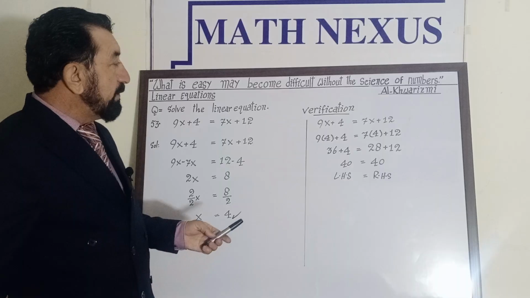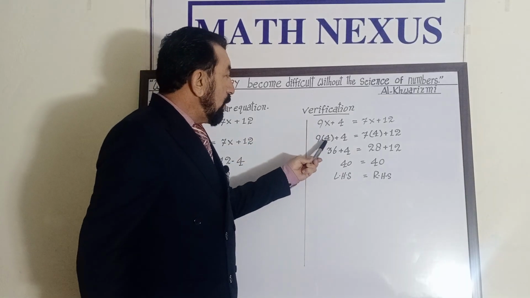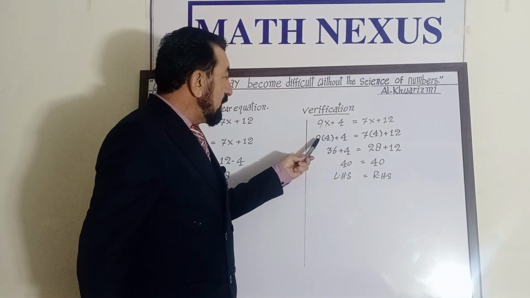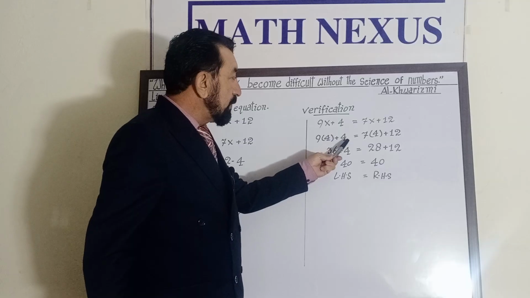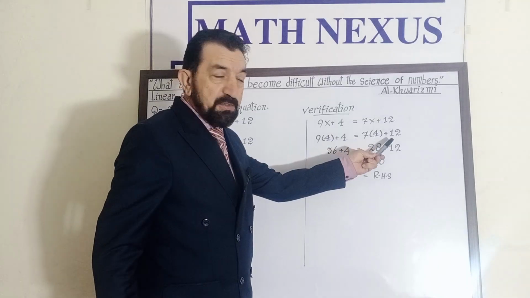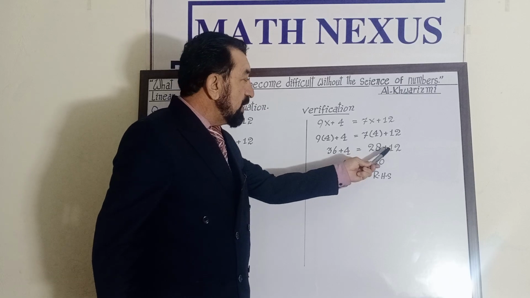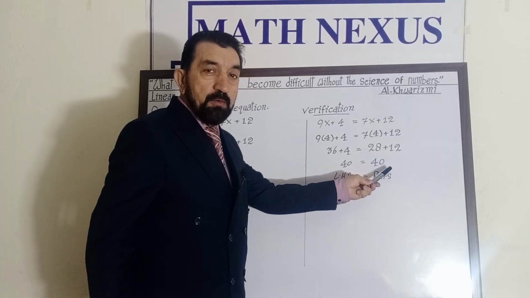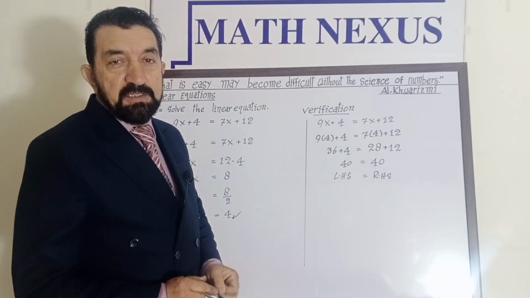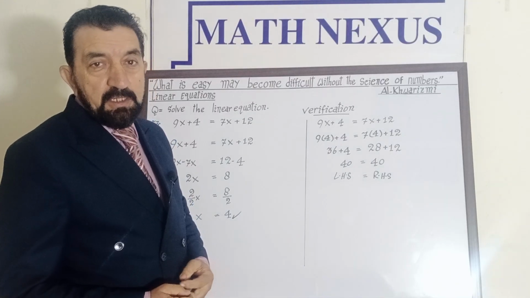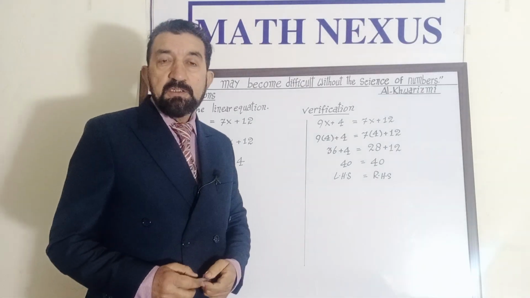Now to verify, putting the value of x in this linear equation, 9 into 4 plus 4 equal to 7 into 4 plus 12. 9 4s are 36 plus 4, 28 plus 12, 40 equal to 40. It means left hand side is equal to right hand side. The answer of the question is correct.